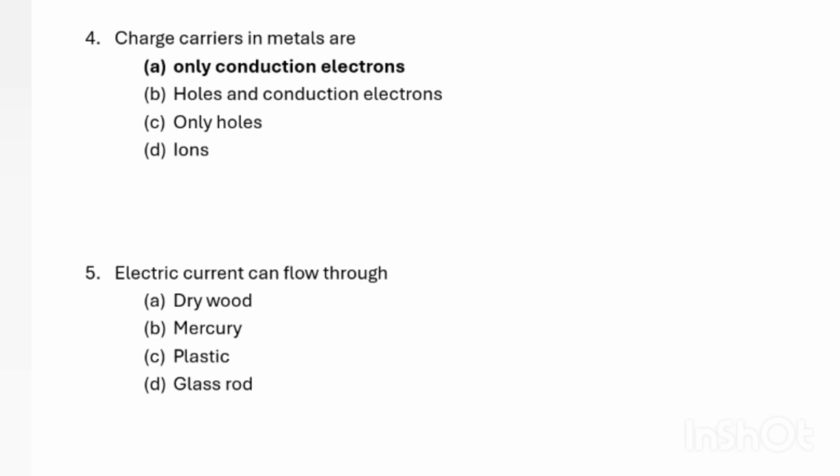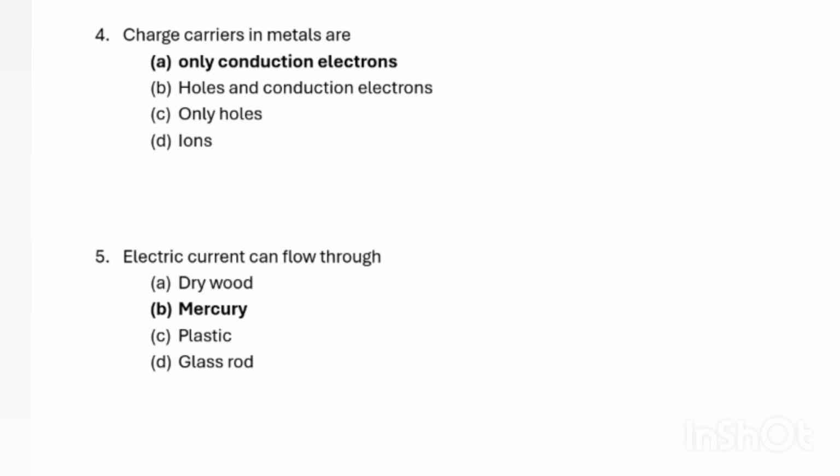Question number 5. Electric current can flow through option A dry wood, option B mercury, option C plastic, option D glass rod. Here the correct answer is option B mercury.